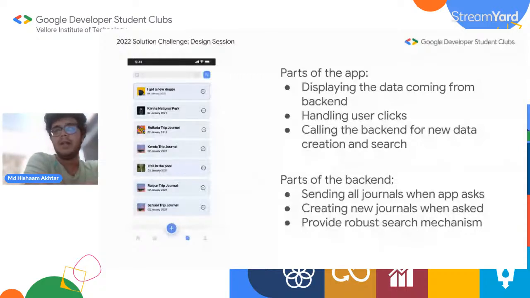So those may be handled by operating systems, but in general, the interaction that happens with your app has to be implemented and coded out in the app, right? So that is one thing. The third is calling the backend for new data and creation and everything. So suppose I want to create a new journal, right? So the backend has to be called, right? So calling the backend for fetching the data or creating new data or searching on the data, that is the function of this front end application, right?